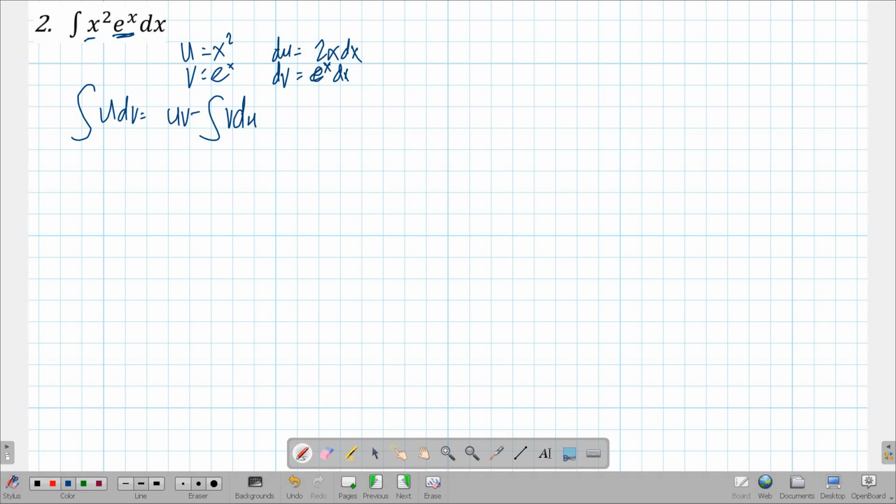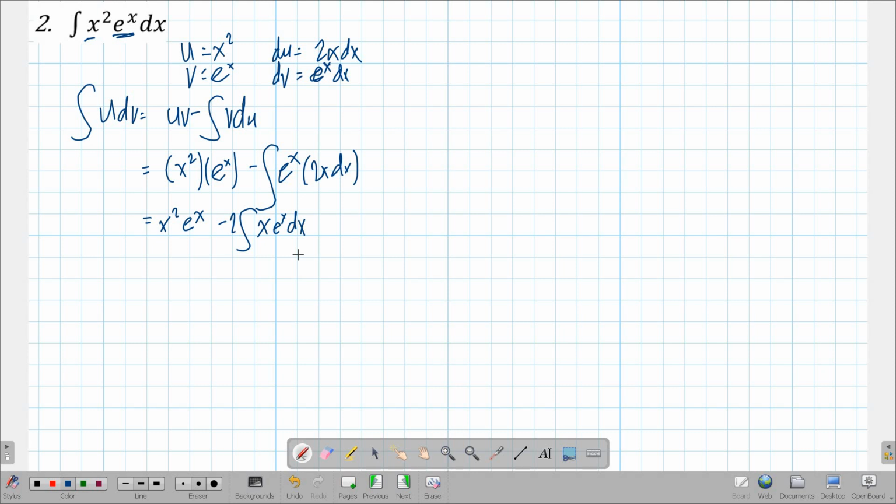So now following our formula, we're going to have x squared times e raised to x minus the integral of our v, which is e raised to x times du, 2x dx. So rewriting this, we're going to simply have x squared e raised to x minus 2 integral of x e raised to x dx.